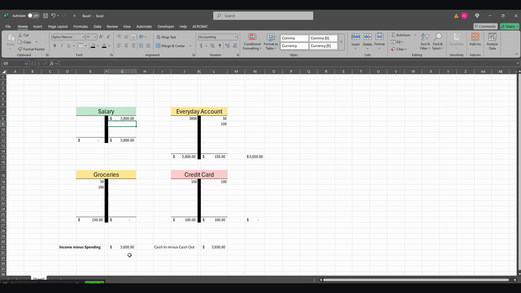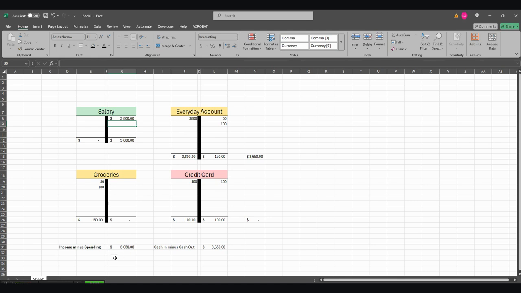So now our income minus our spending means that we should be saving $3,650. That's our capacity to save. And yes, lo and behold, we actually did save that amount because our everyday account went up by $3,650. We've paid off our credit card, so we don't owe any money on the credit card. So our income minus our spending equals our cash in minus our cash out. So that's just a quite simple-ish way. I hope that was easy to understand for everybody.